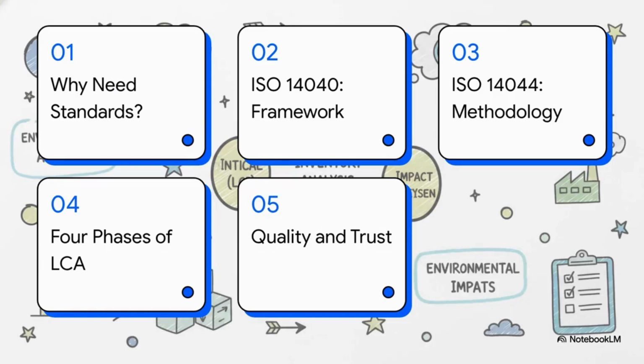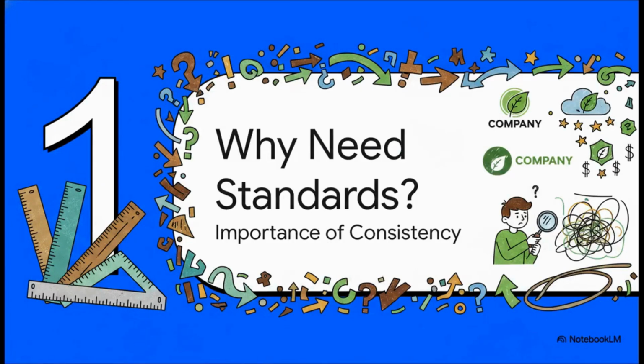So here is our roadmap for today's explainer. 1. Why do we need standards? 2. ISO 14040, the framework. 3. ISO 14044, the methodology. 4. The 4 core phases of an LCA. And finally, number 5, how we ensure quality and public trust. Let's kick things off with Section 1.